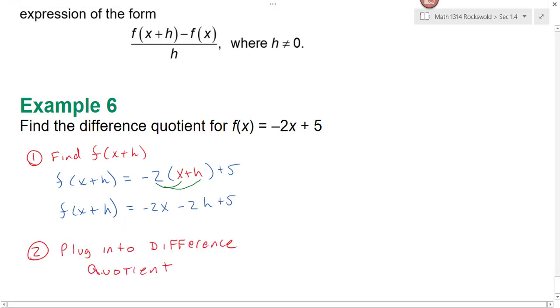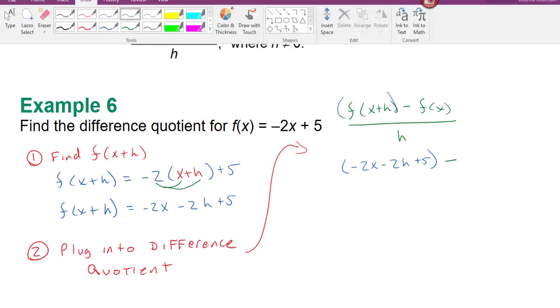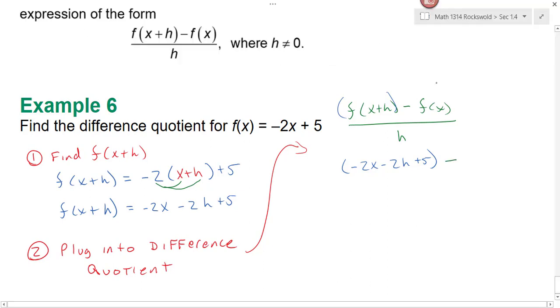So then we take that and we plug it into the difference quotient. My difference quotient is this right here, f of x plus h, minus f of x all over h. In place of f of x plus h, what do I plug in? In place of this, I plug in negative 2x minus 2h plus 5. And then we say minus, and in place of f of x, what do I plug in? Negative 2x plus 5. And then this is all over h.